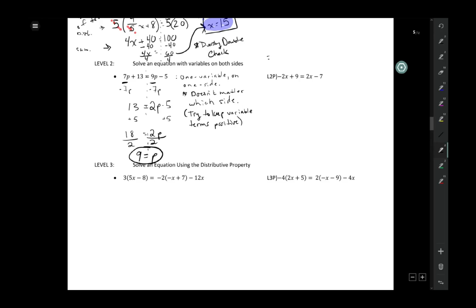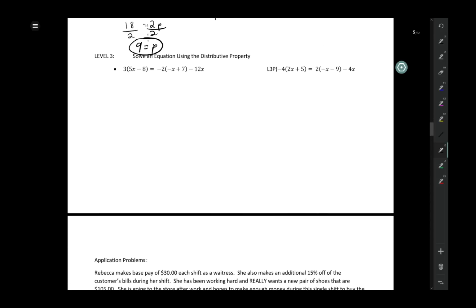Kind of looks funky there. 9. And that's a p. Okay? So, get variables on one side. Doesn't matter which side. Try to keep the terms positive. Okay? Again, we'll leave that one up to you. Level 3. Solve an equation using the distributive property. Now we're starting to shake and bake. Well, we already did a little bit of the distributive property in level 1. And just be careful. Distribute everything.